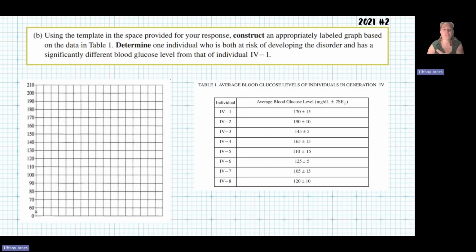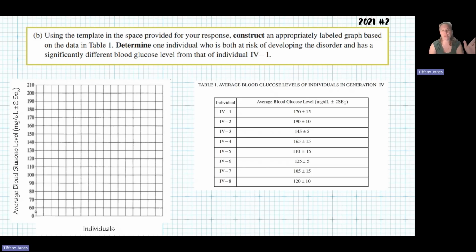So I have a bunch of questions put in so we can look through different graphs. This one says, using the template in the space provided, construct an appropriately labeled graph based on the data in table 1, and then they ask us to determine something, okay? Looking at this, what do we think is happening? Well, I'm looking at individuals and their glucose levels. They gave me the axis already labeled. As you see, they broke their axis, okay? So what do I, as the student, have to do? Well, I'm definitely going to have to label my axes. I'm going to put my individuals along the bottom, and I'm going to put my average blood glucose level and then my units along my y-axis, okay?